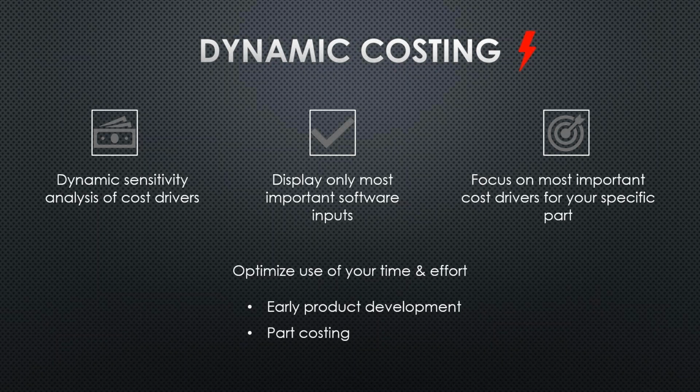So some examples, if you're using the software for early product development work, every little piece of information about a part can be really difficult to get at that stage of development. So identifying the most important cost drivers for your part lets you spend your time more effectively while you're still getting very good and useful cost estimates. And also, if you're doing something like supplier costing work, and you have 100 different parts you have to analyze in a very limited amount of time, identifying the most important cost drivers lets you focus on getting very good cost estimates while minimizing the amount of time and effort that you spend doing that. So our objective with dynamic costing is to save you the time and effort while minimizing the impact on your cost estimates.